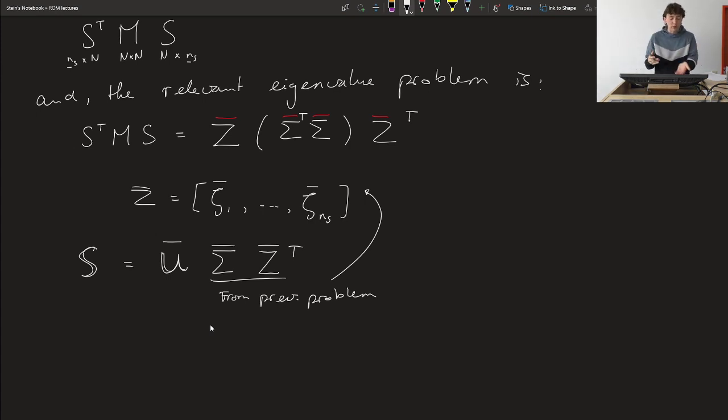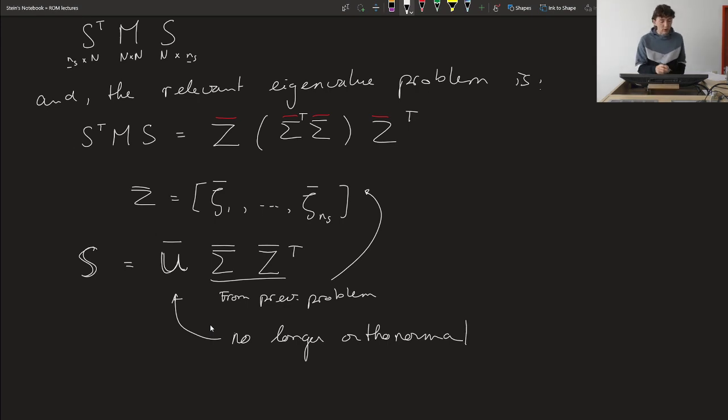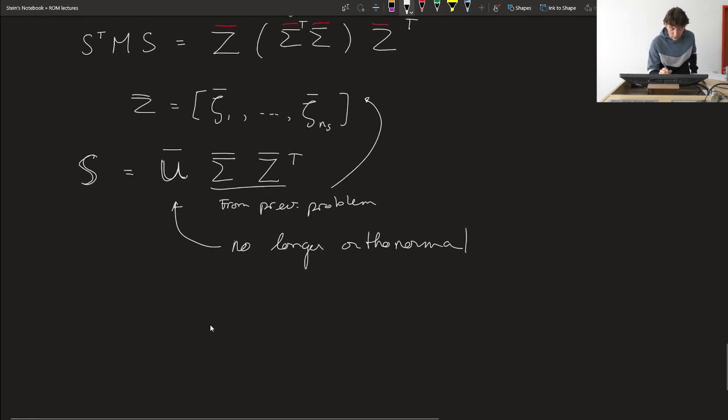The conclusion is simply that U is no longer an orthonormal matrix. And actually, Z is also no longer orthonormal, unless I'm mistaken. I think that they might have a different normal property, but I'm not 100% sure about that, so I'll not touch upon that. But still, U is now going to be a matrix of these xi vectors, xi 1, xi 2, and now all with bars, until xi ns.